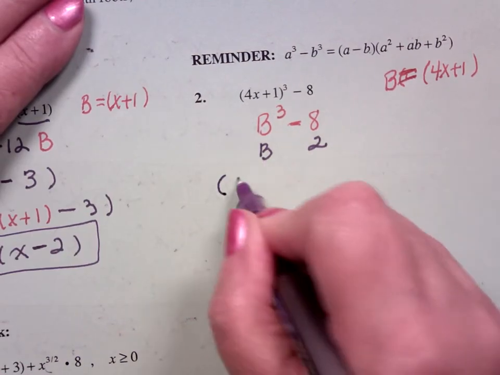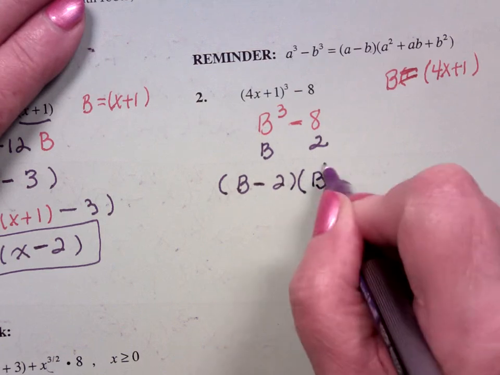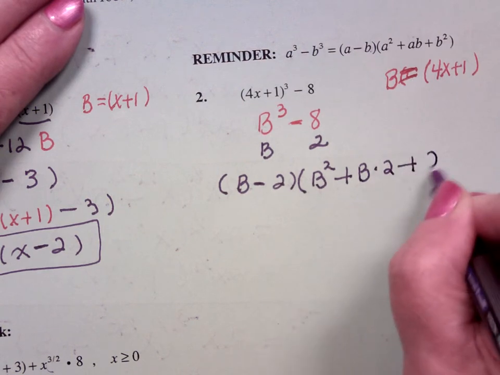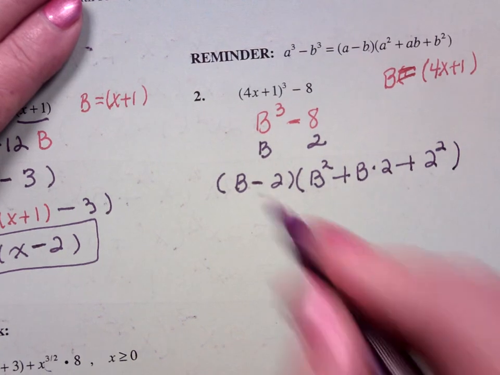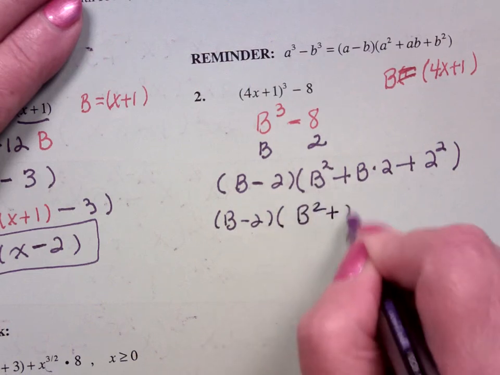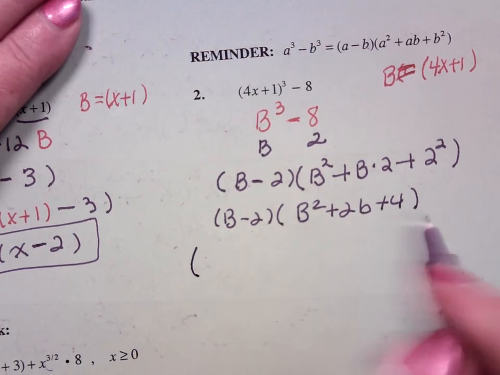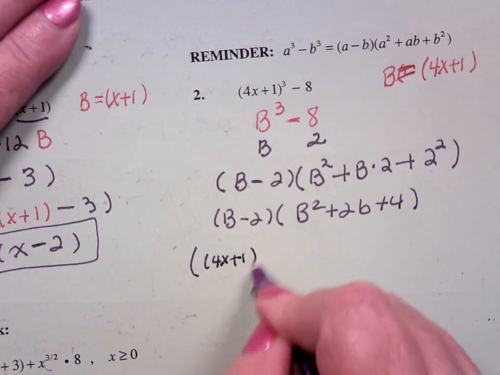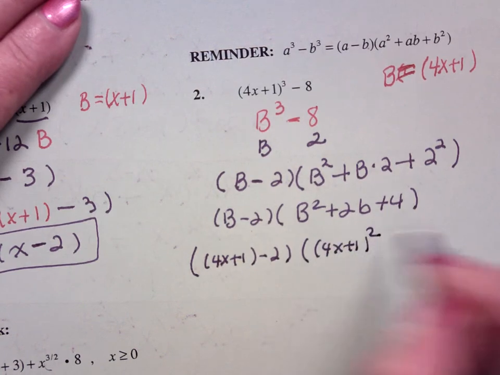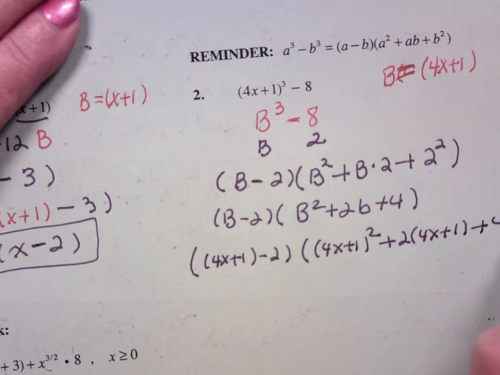So it's a minus b times a squared plus ab plus b squared, according to the formula, or b minus 2 times b squared plus 2b plus 4. But b is 4x+1. So this then becomes (4x+1) minus 2 times (4x+1) squared plus 2 times (4x+1) plus 4.